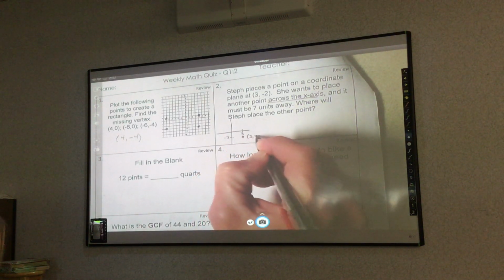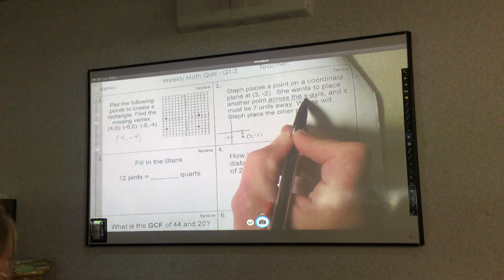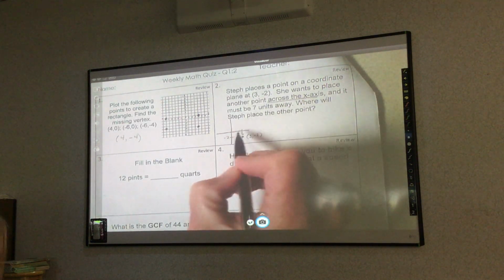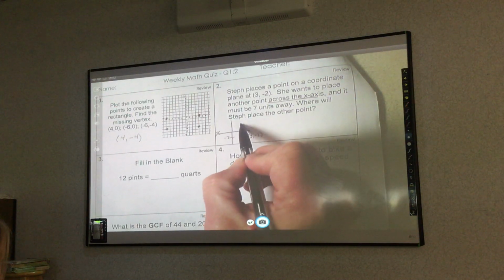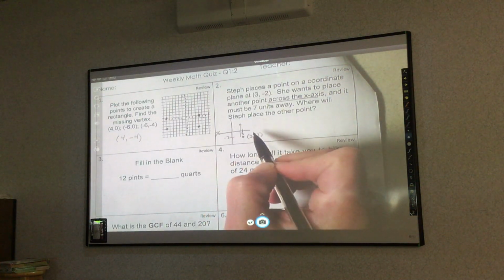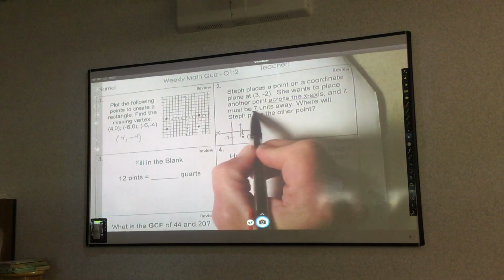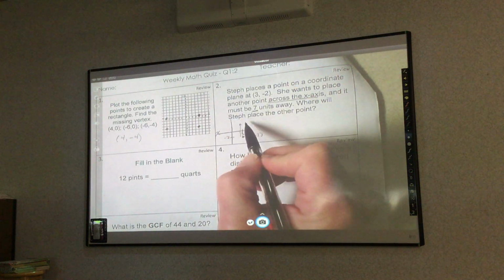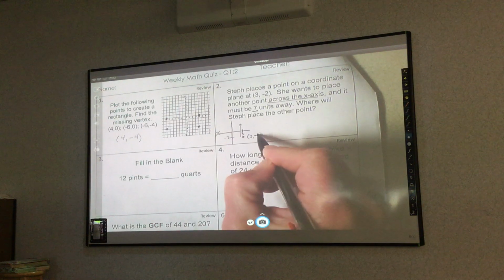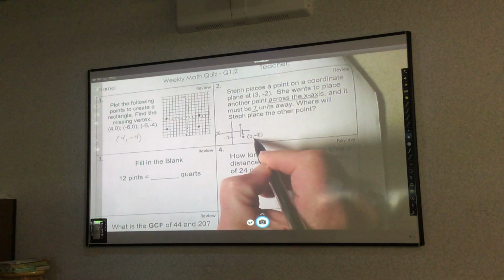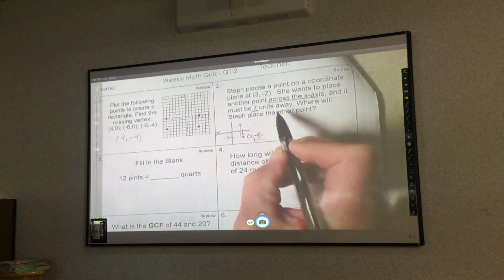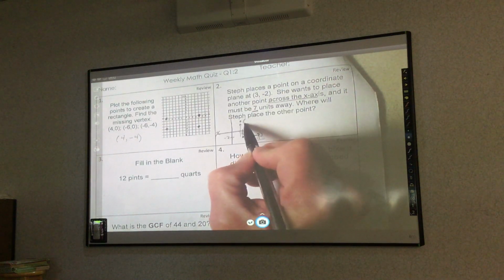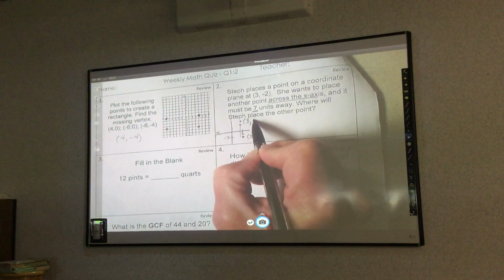So 3, -2. I have to go across the x-axis. The x-axis is this right here. So that means I need to go up. So I'm moving the y 7 points. If I'm going up, I'm adding. So I can just look at the y and I can say that's a -2 plus 7. 7 minus 2 would be 5. So my next coordinates should just need to be 3, 5.